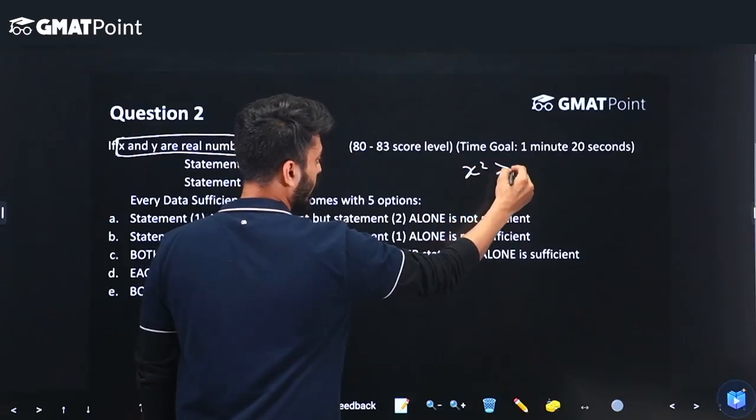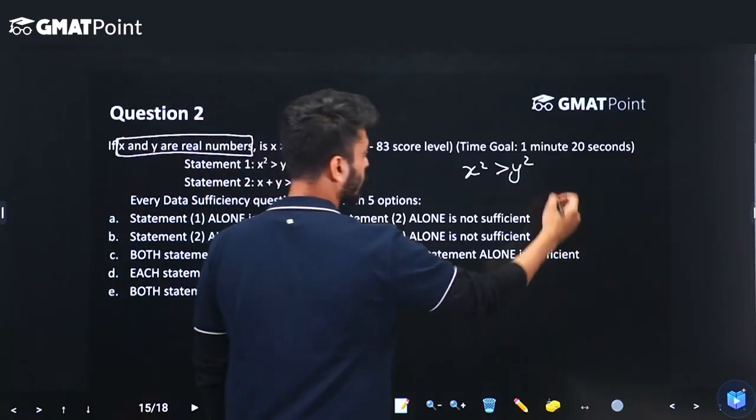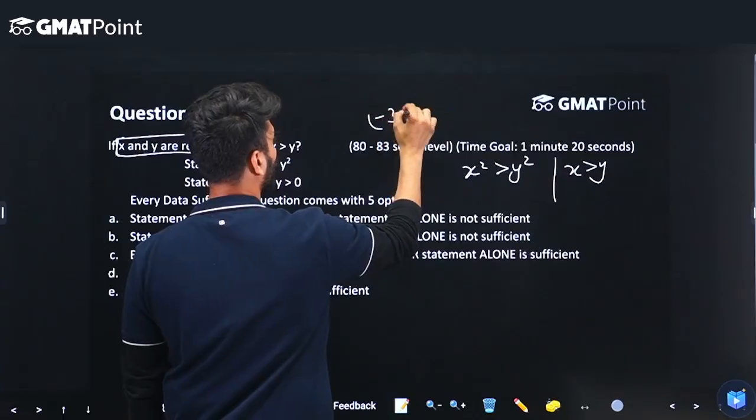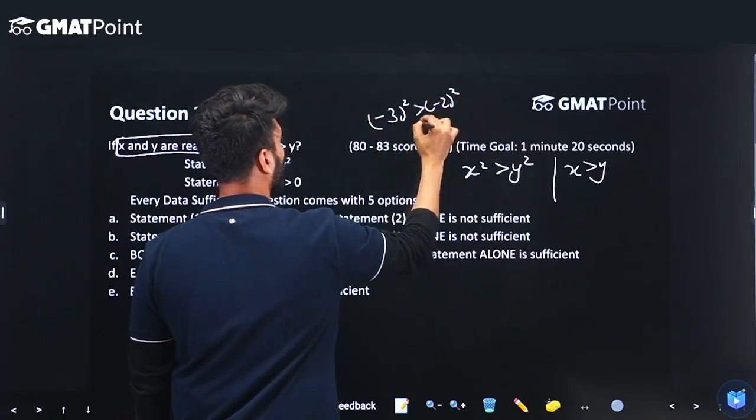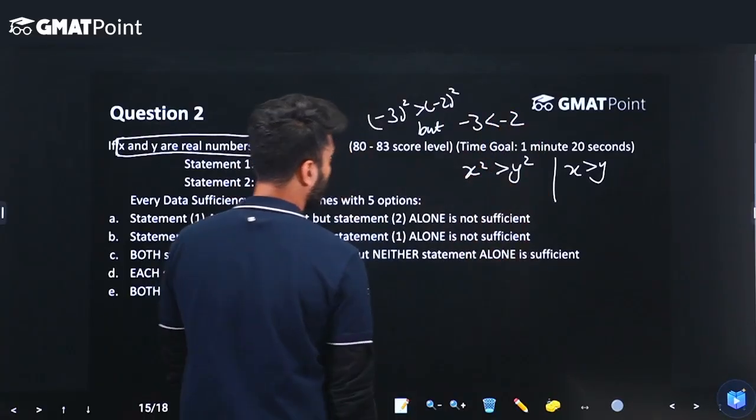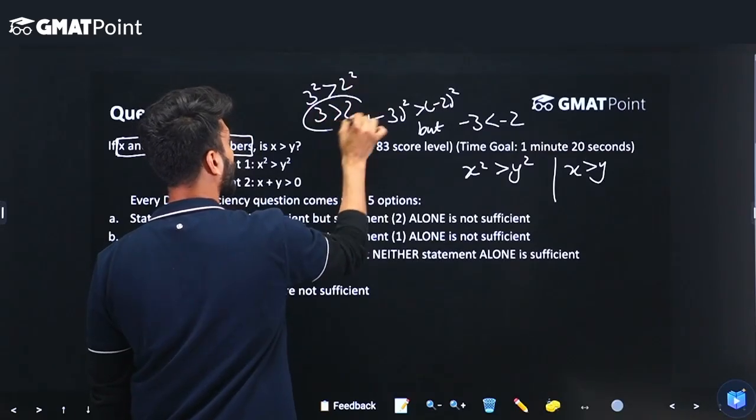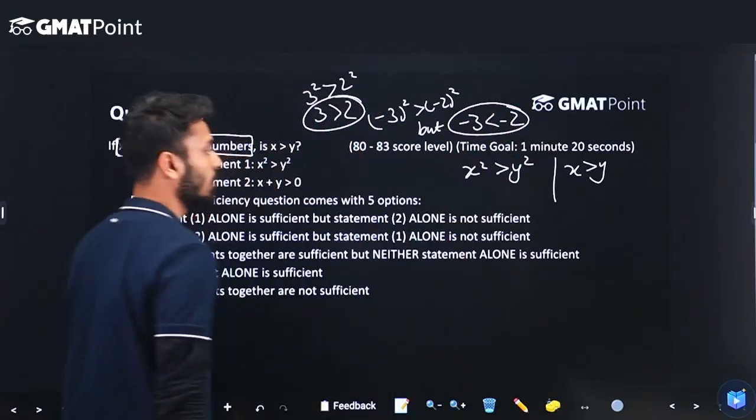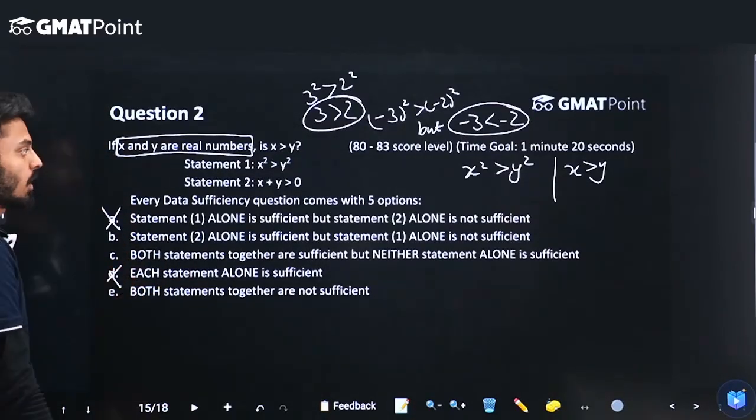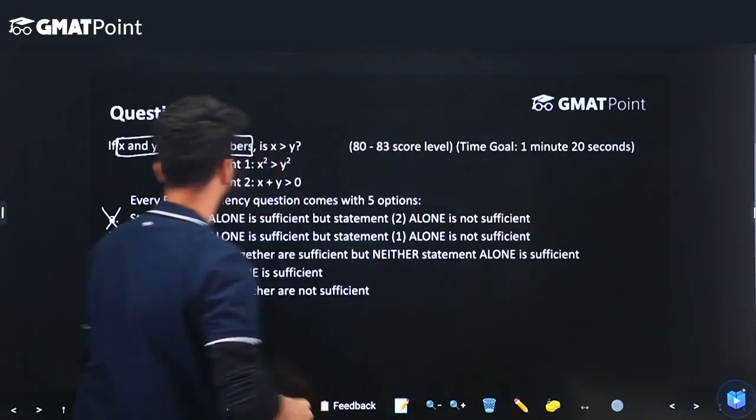So statement 1 says x squared is greater than y squared. This is again directly from the squares and square rooting rule. If I don't know whether they are positive or negative, I cannot say for sure if x is greater than y. Again, going back to the example we used, minus 3 squared is greater than minus 2 squared, but minus 3 is less than minus 2. And a counter example to that would be 3 squared is greater than 2 squared, but 3 is also greater than 2. So I just cannot tell whether x is greater than y or not. Statement 1 alone is not enough.